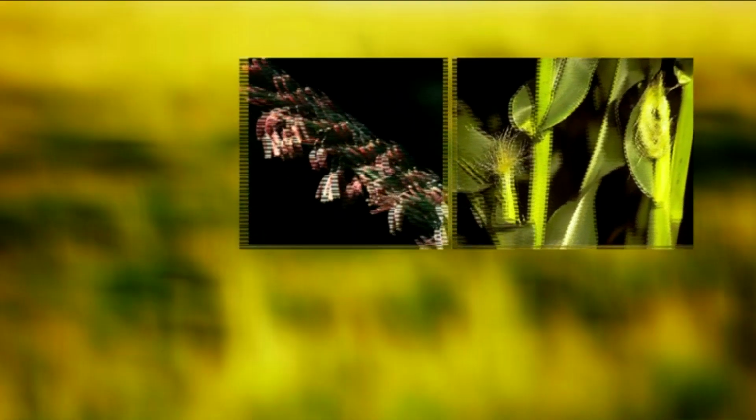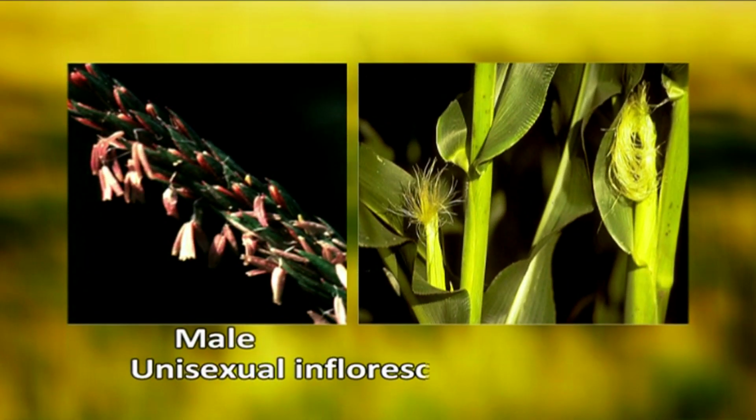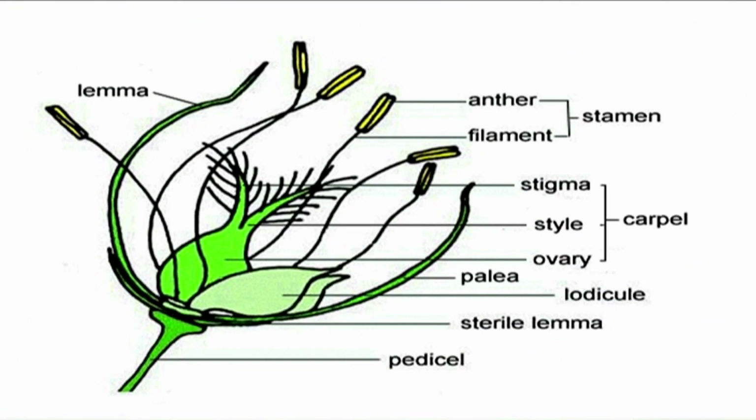The flowers are usually bisexual, but rarely they can also be unisexual, as we see in the case of Zea. In such a situation, the plants can be either monoecious or dioecious. The flowers are often hypogynous, which are enclosed in lemma and palea.